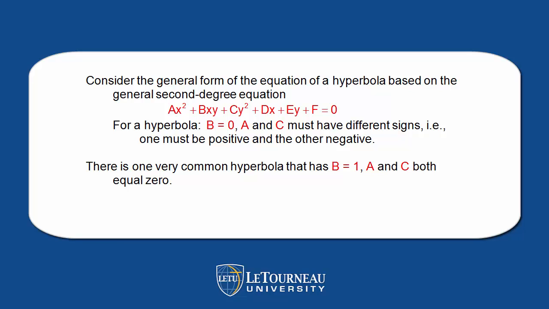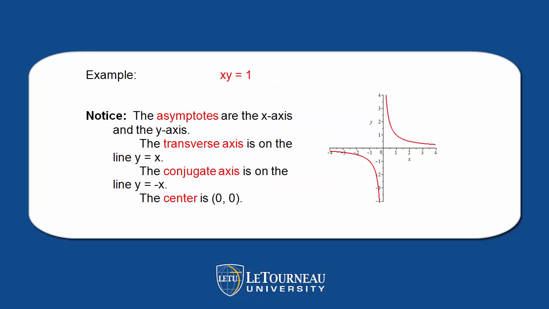Now, if we have the hyperbola as a general second degree equation, then b must equal 0, a and c must have different signs. One can be positive, one negative. They can be equal, but one has to be positive and one has to be negative. There's one very common hyperbola, though, that has b equal to 1, and that is xy equals 1. Notice the asymptotes are the x and the y axis. The transverse axis is on the line y equals x, the conjugate on the line y equals minus x, and the center is at 0, 0.